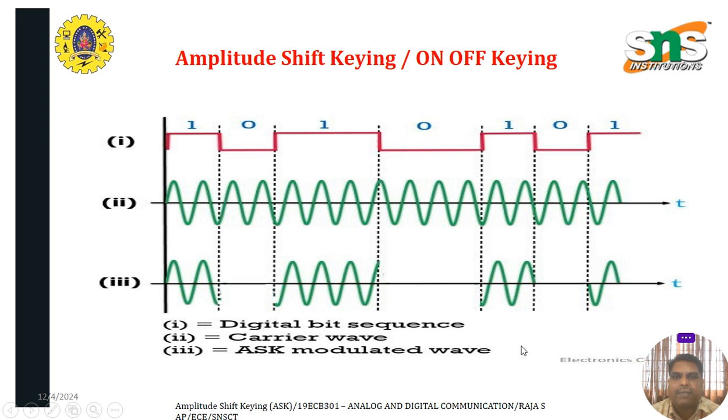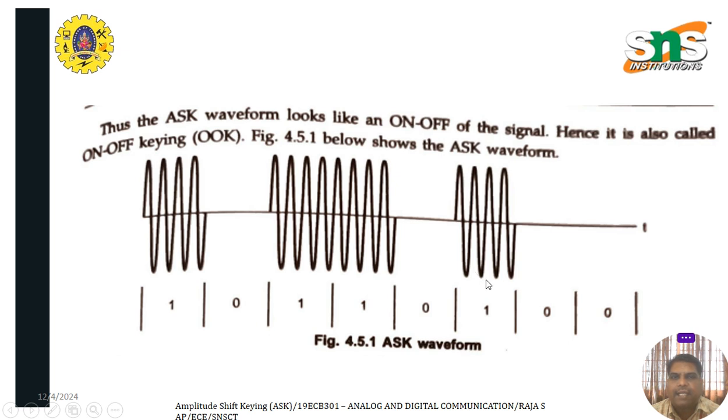So ASK looks like a very simple concept. If your data is 1, then the signal is transmitted. If the data is 0, the signal is not transmitted. Simply, it is called on-off keying. This is another example of an ASK waveform.